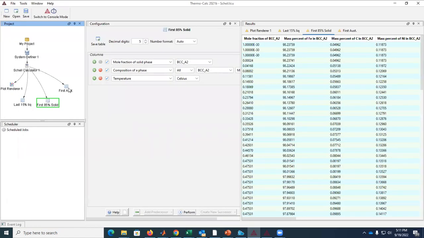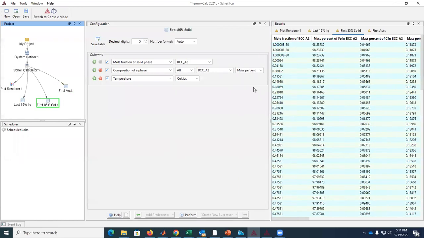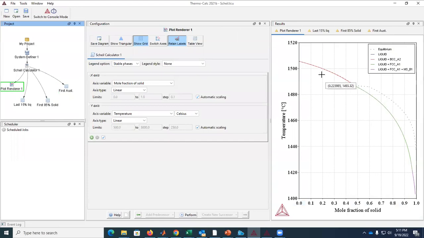So here I calculated two tables. One table is for, as you see, basically, and I'm going to go to the plot again. In the plot, you'll see the Scheil calculation, and the first solid that starts to solidify is BCC A2. BCC A2, as you know, is ferrite. So this blue curve is related with, in this case, high temperature delta ferrite.